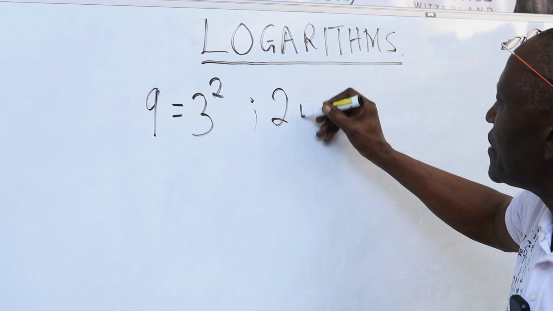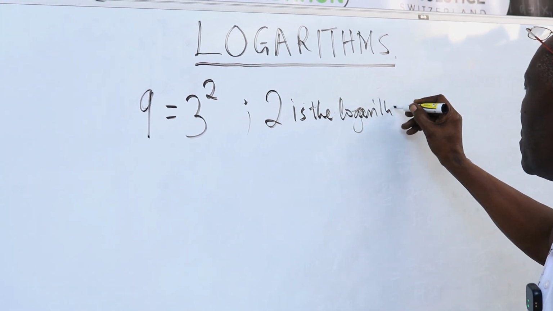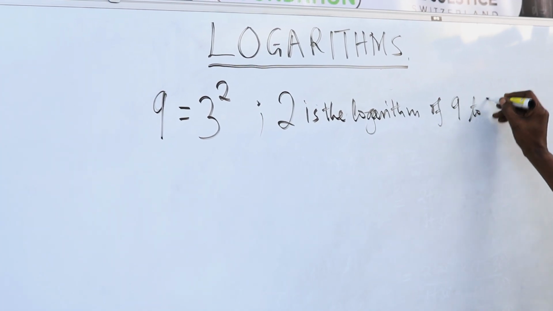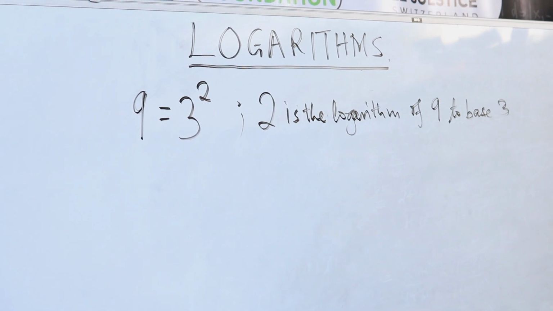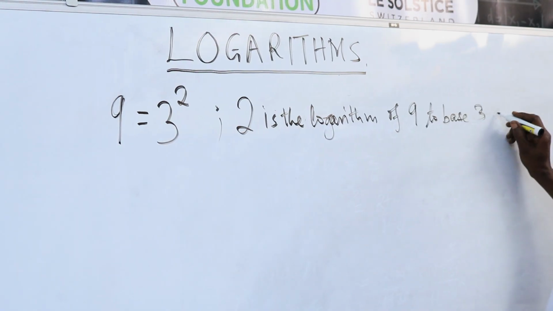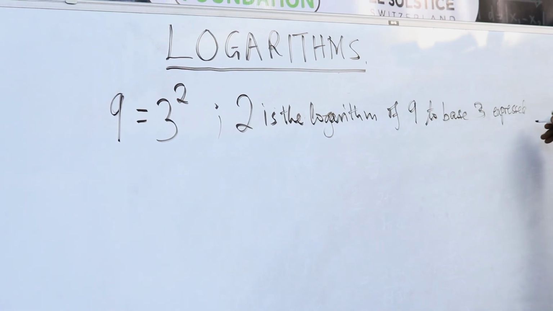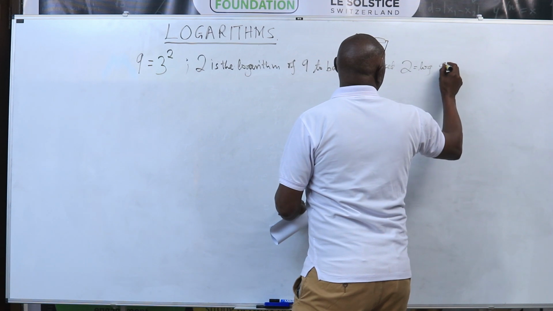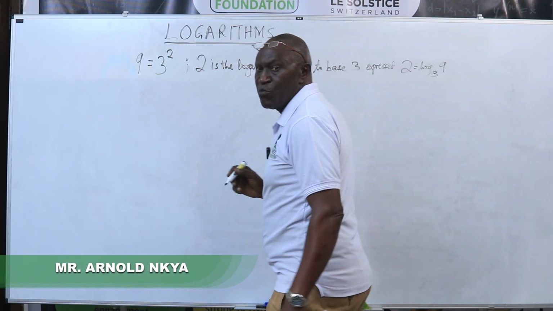here is the logarithm of 9 to base 3, written as, expressed as, 2 equals log 9 to base 3. Log is the short form of logarithm.